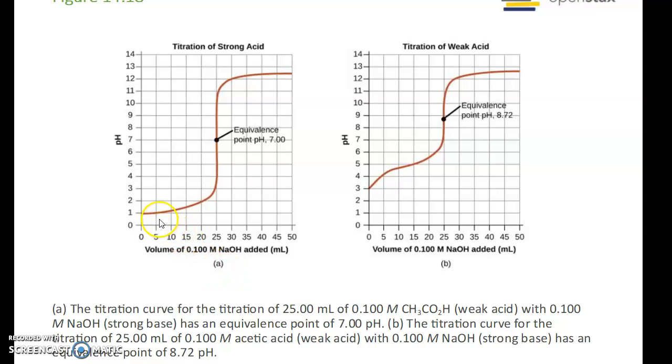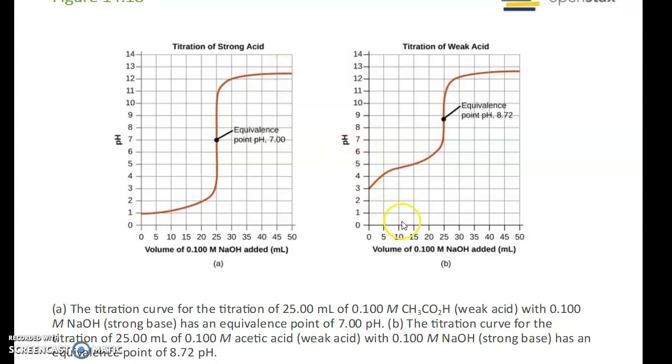This gives you an example. This is a strong acid being titrated with this base right here. So as you're adding more milliliters of this NaOH, you can see how it's very slow to change, and then a very steep change right here, going all the way from about a 3 all the way up to about an 11, and then rounding off again.